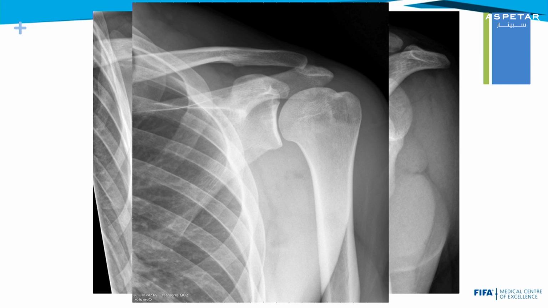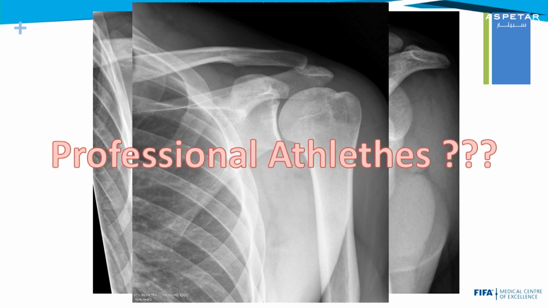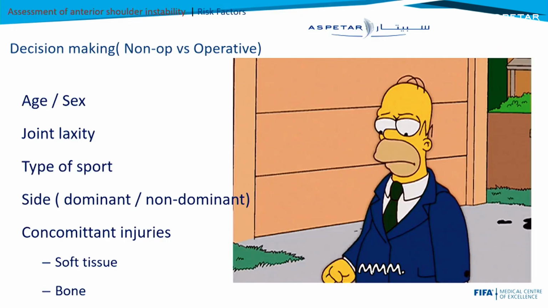First time dislocation, good reduction, no fracture. Most of the time we are very happy to see that, but if she is a professional athlete, how are we going to deal with this? In my practice, before I decide how to treat the patient, I'm not going to talk about conservative treatment, because my topic is surgical.